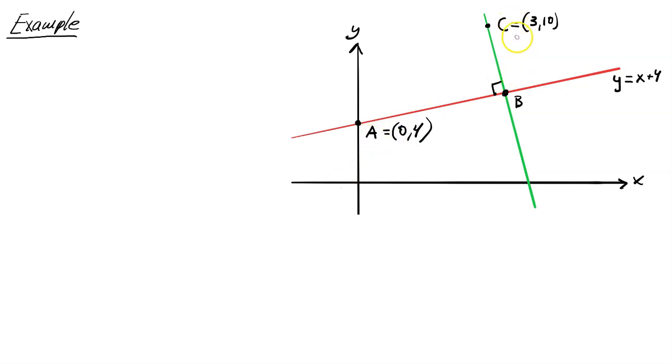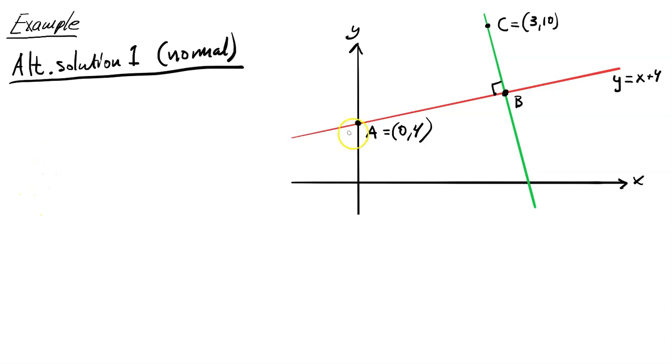So given A and C and all this information, and that the green line here is a normal to the red one, can we find the coordinates of B? Let's look at one possible solution, so one alternative solution. Let's call it alternative solution 1. Here we will use a normal. The normal will be central to our solution.